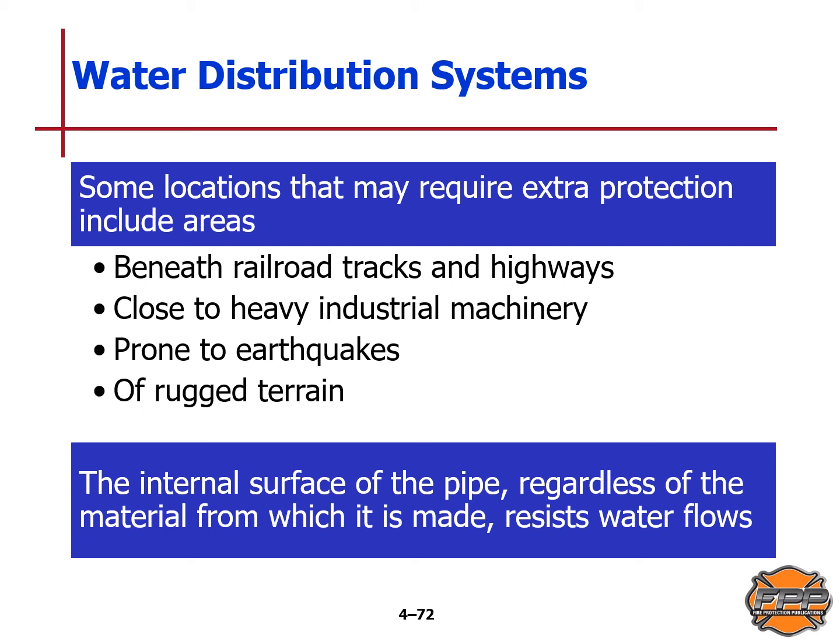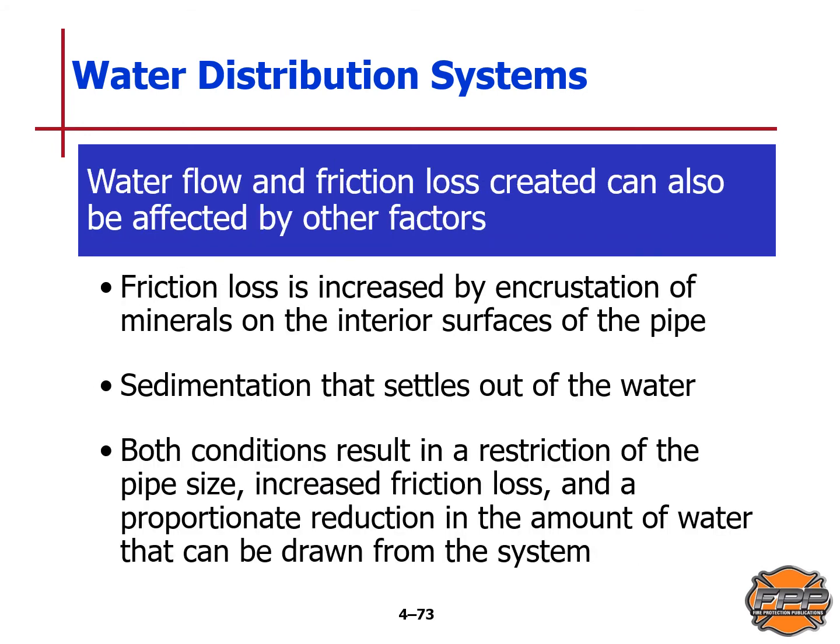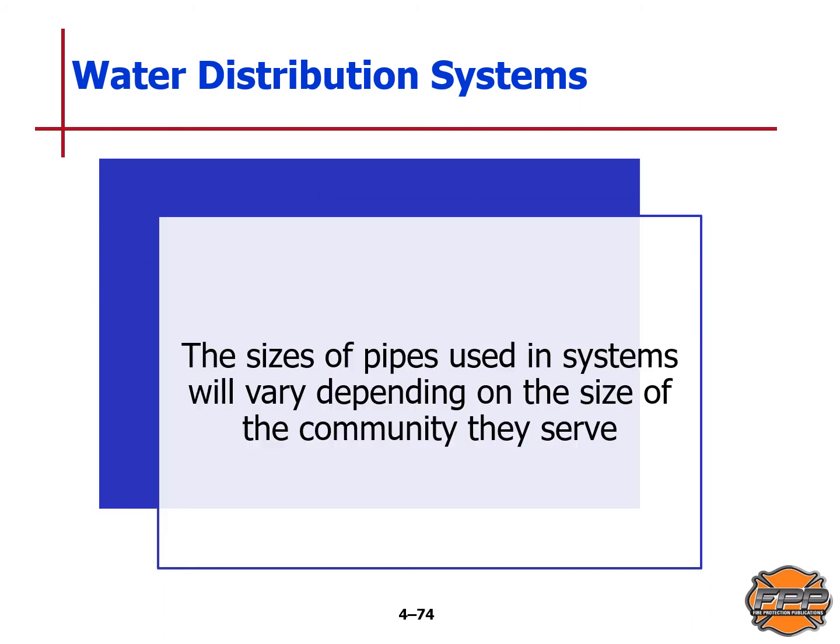The internal surface of the pipe, regardless of the material from which it's made, resists water flow. Water flow and the friction loss created can also be affected by other factors. Friction loss is increased by incrustation of the minerals on the interior surface of the pipe. You can also have sedimentation that settles out of the water. Both conditions result in restriction of pipe size, increased friction loss, and a proportionate reduction in the amount of water that can be drawn from the system.